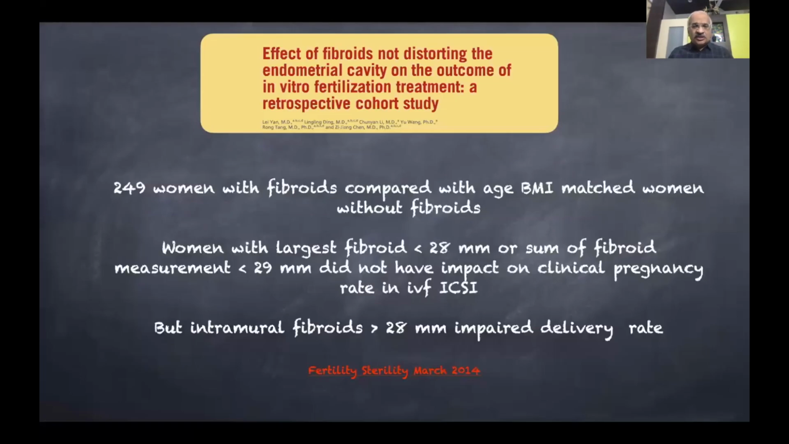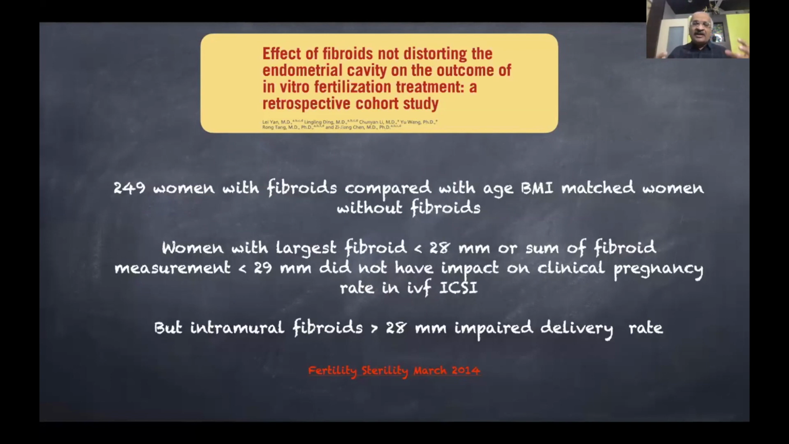This is one study from 2014, an infertility study by Jan et al. He did a retrospective cohort study and found that when the woman has a largest single fibroid less than 28 millimeter, or the sum of multiple fibroids less than 29 millimeter, there was no impact on the clinical pregnancy rate in an IVF ICSI cycle. But intramural fibroids beyond 28 millimeter impaired the delivery rate. The live birth rate was less.